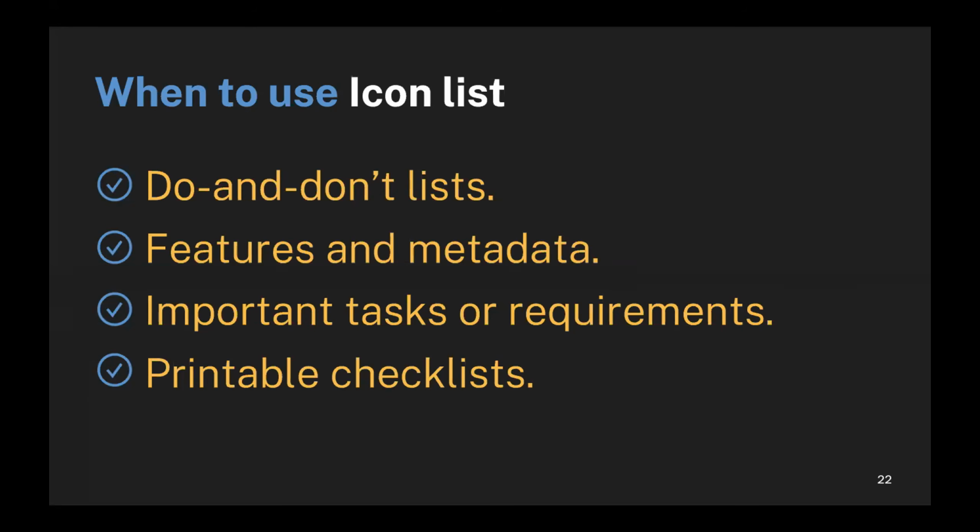Important tasks or requirements. Use an icon list to help users find, distinguish, and verify related steps or tasks that can be completed in any order, like a checklist of items to pack or documents to complete. And printable checklists. Users may wish to print a page and use it as a physical checklist. This kind of static checklist is not an interactive form. You could use an icon like checkbox outline blank to provide a space for physical checking.